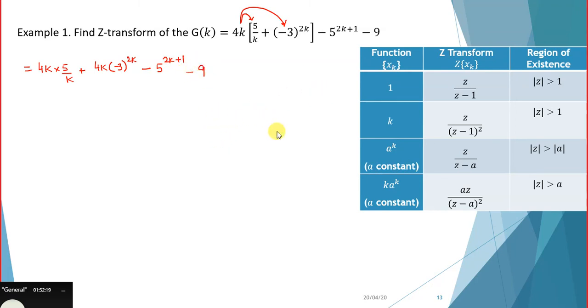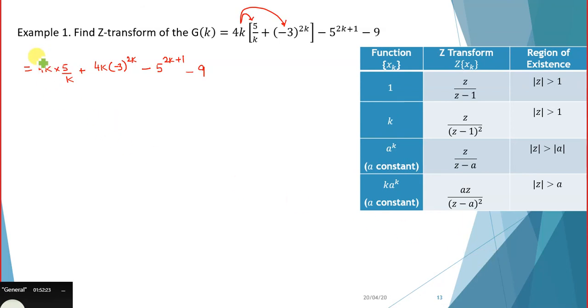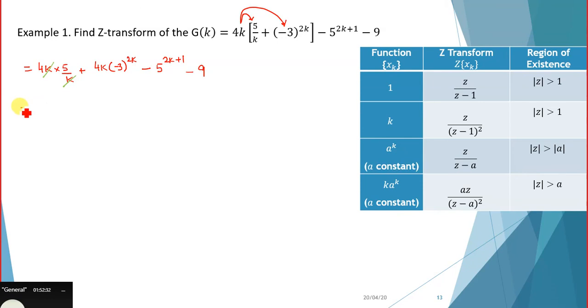Now we have to cancel the same term. So we can see that here it is k and k. We can cancel it together. Okay, so what we are left with after that? 4 times 5, that gives you 20. Then 4k times minus 3 power 2k. In the power we need only k. So we can write it as minus 3, its power 2 and its power k.